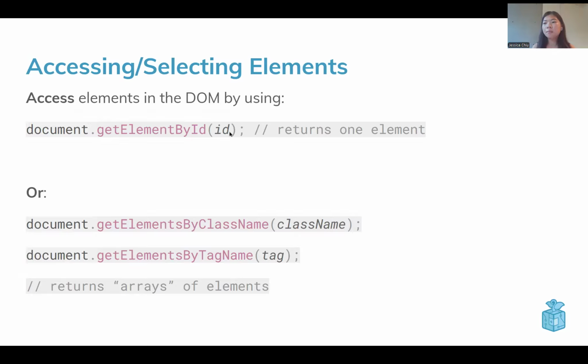So if you remember, I made that H1 tag and I gave it the ID hello. We can put hello inside of here and it gets us that element. If you want to get multiple elements, you can use these two: getElementsByClassName or getElementsByTagName. This returns an array of elements, basically all of the elements that are in this specific class or all the elements that have that specific tag.